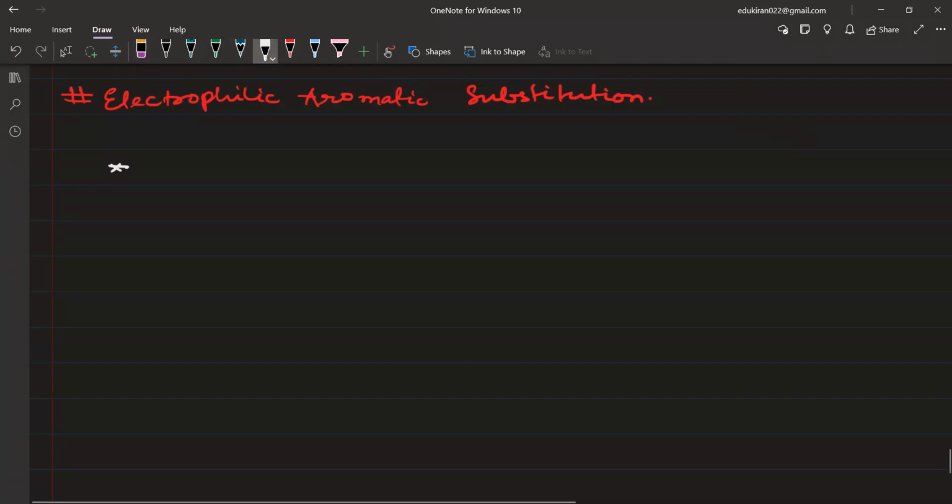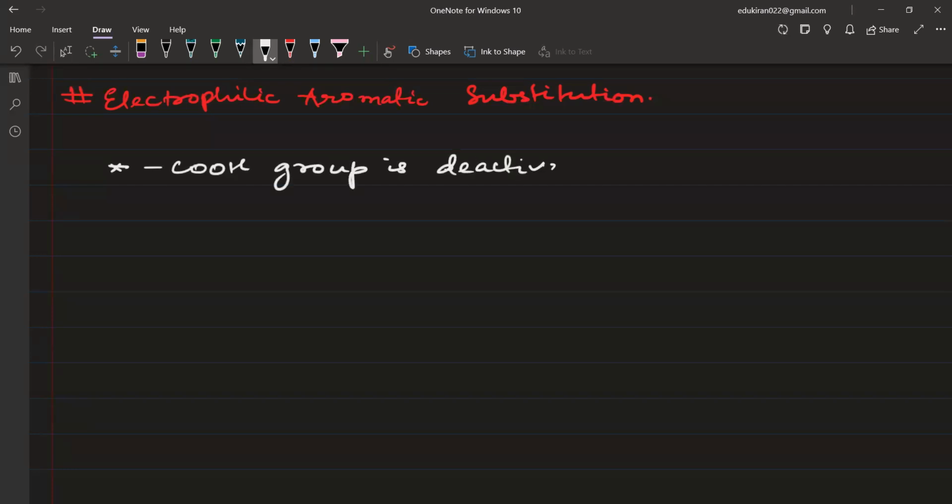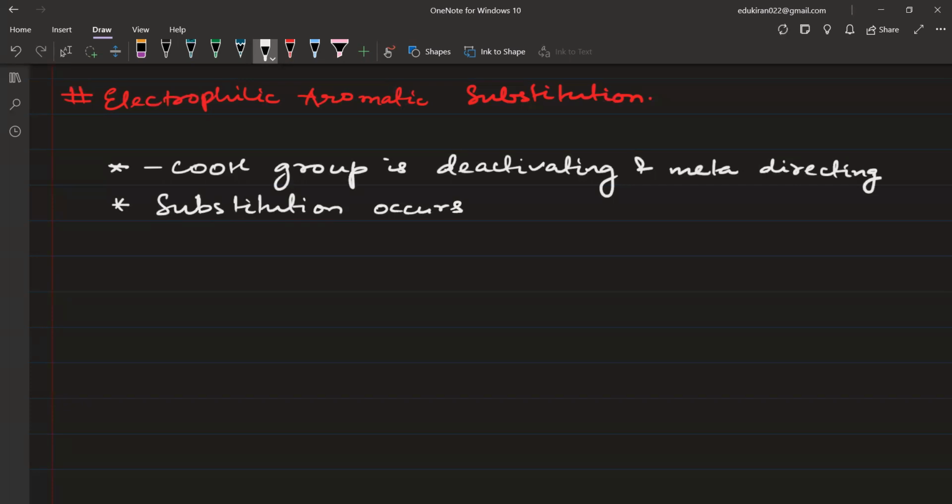Please write: COOH group is deactivating and meta directing. Substitution occurs at meta position. Now it shows only two reactions, that is nitration and bromination. Please write. Number one, nitration.